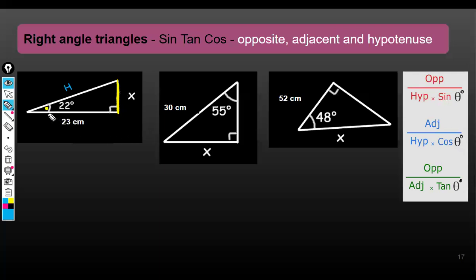Now, if I am standing by the 22, which side is opposite me? The X or the 23? Remember, we are always standing by the angle they give us. If I'm standing by the dot, which side is opposite? The X or the 23?